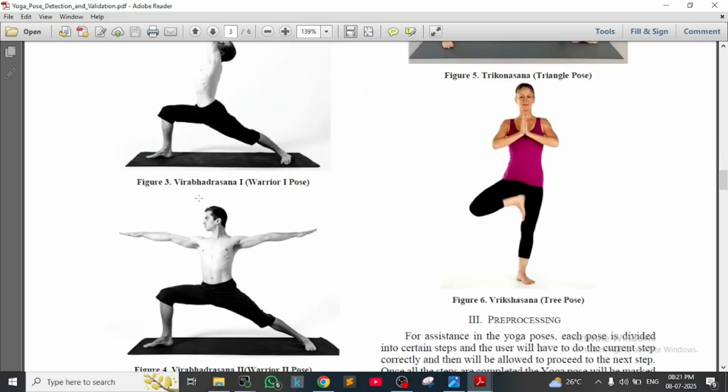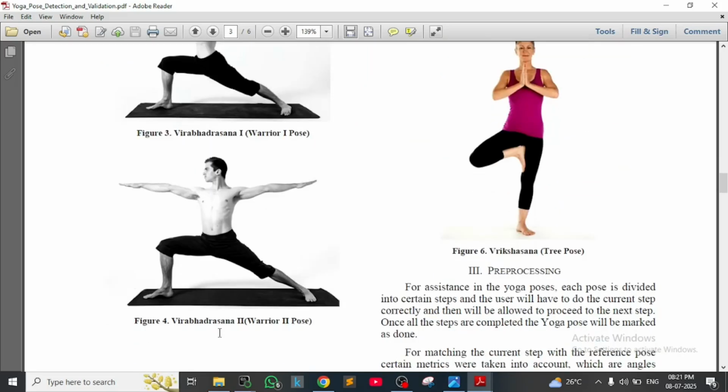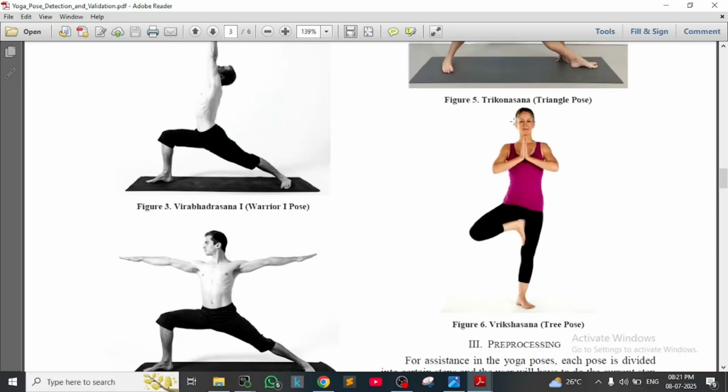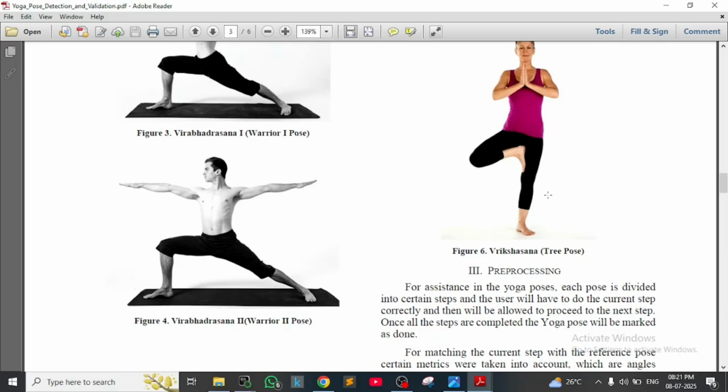Warrior 1 pose means Virabhadrasana. Warrior 2 pose means Virabhadrasana. Triangle pose is Trikonasana. Tree pose is Vrikshasana. Okay.